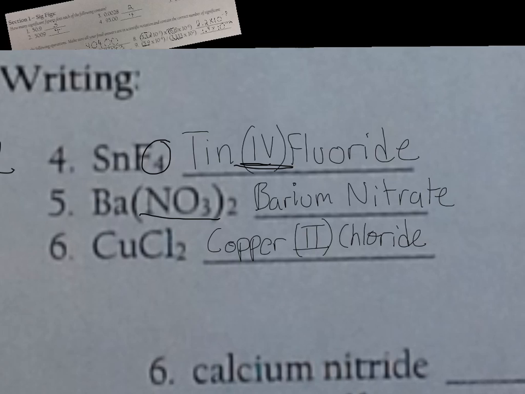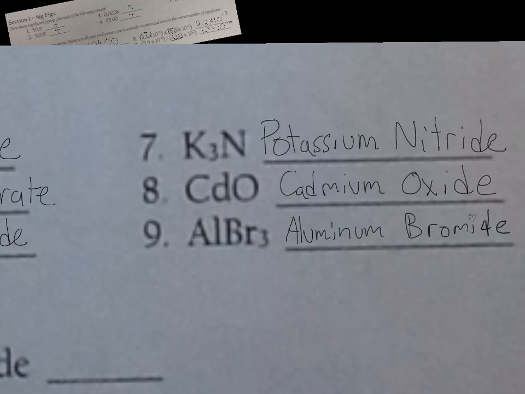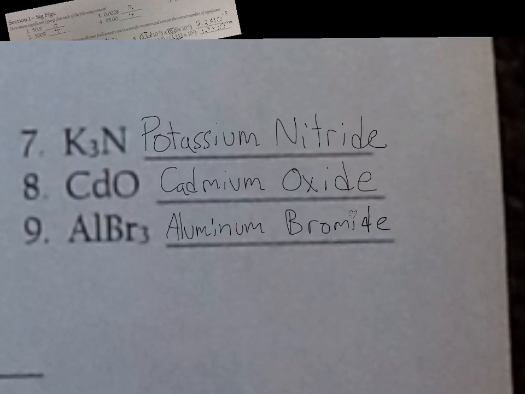Okay, so for number 6, it's copper chloride because there are 2 chlorine atoms, and those are both -1 charges, and then when you cross it over, it means that copper has +2 charge, given the 2 over here. Alright, so for number 7, it is simply just potassium nitride because there are 2 normal atoms and then they make a normal compound. And same thing for number 8, it's just cadmium oxide. And the last one is aluminum bromide because it is just 2 atoms and it makes a normal compound.